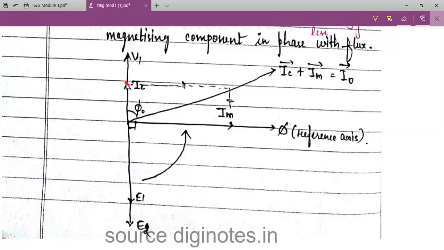Then E1 and E2 are in opposition to V1. Clear? Any doubt? If you have any doubt, you can ask.